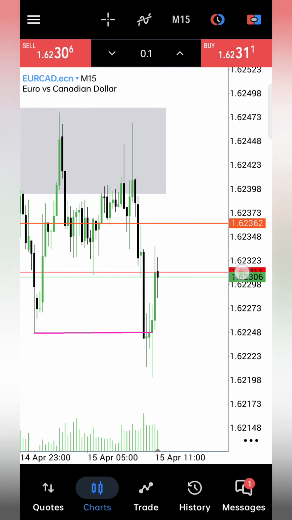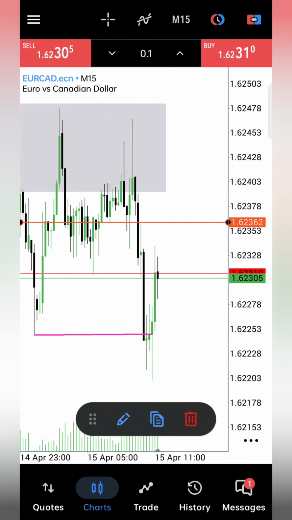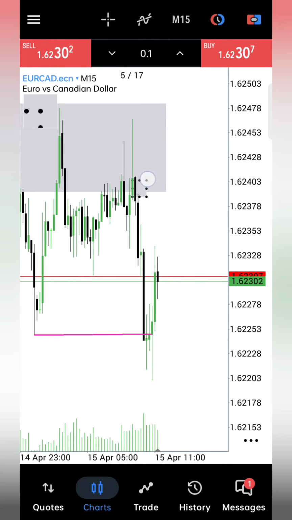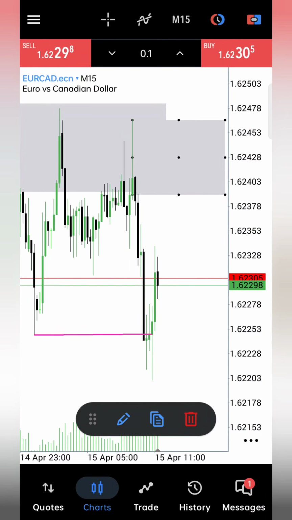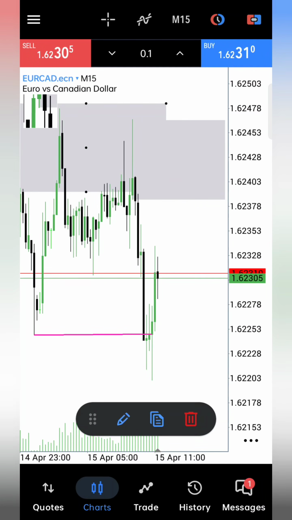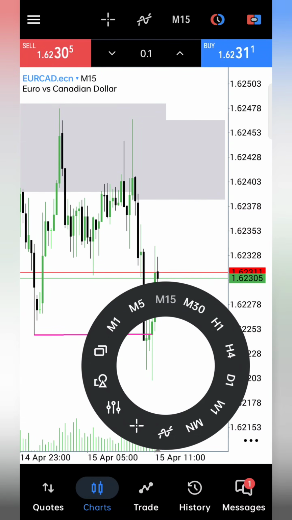Change of character is the first sign of reversal in trend and signifies the market wants to change from one trend to another. This is basically the zone where we will look to take our trade, and this is also where the market structure shifted.